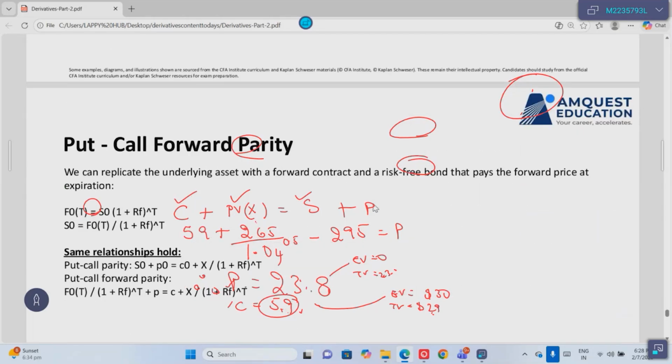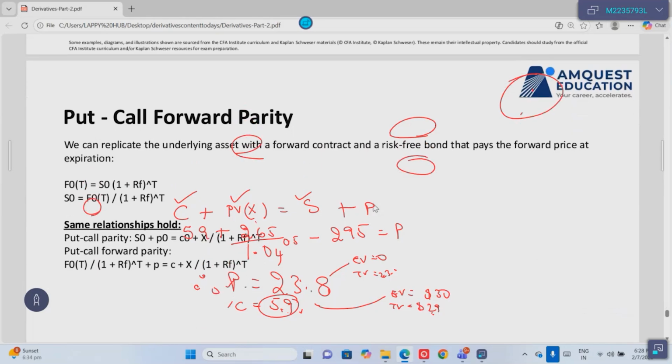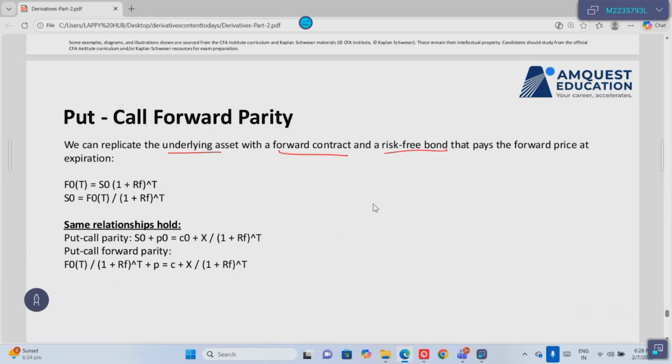Okay. Now I taught call put parity using options. You can also use put call parity using forwards, right? Forward में भी तो उसको replicate कर सकते हो. कैसे करोगे? Like this. You can replicate the asset by putting a forward contract and a risk-free bond.